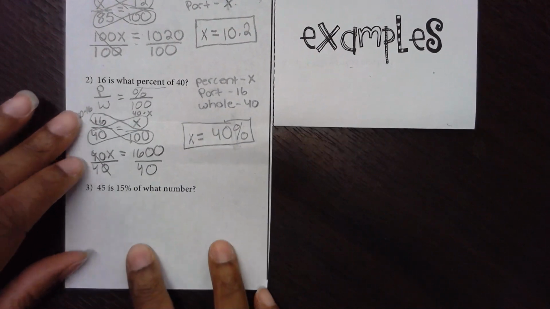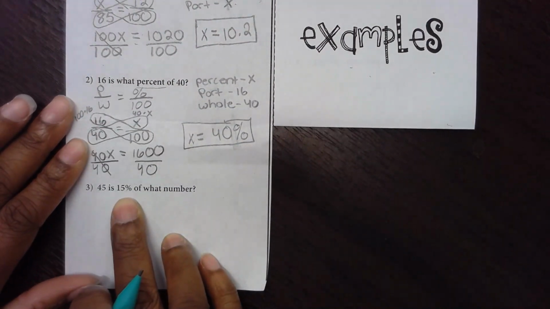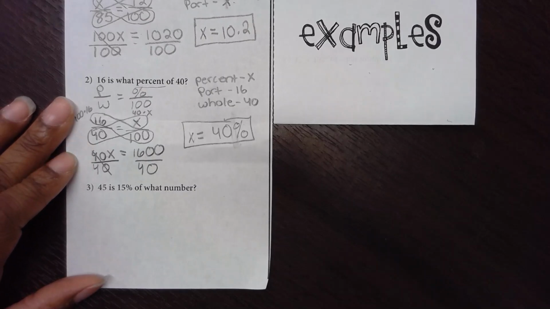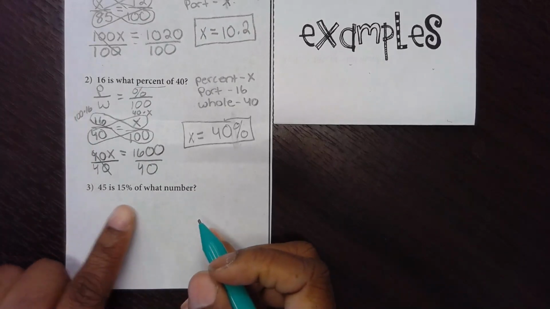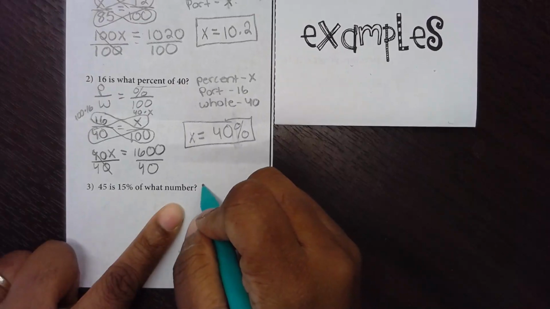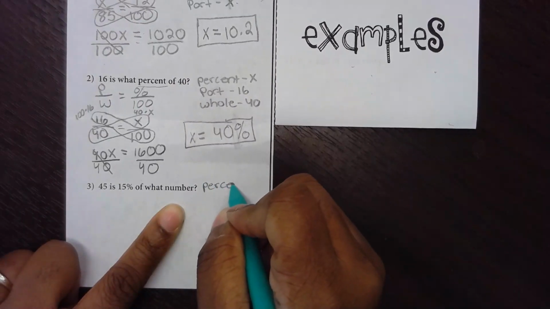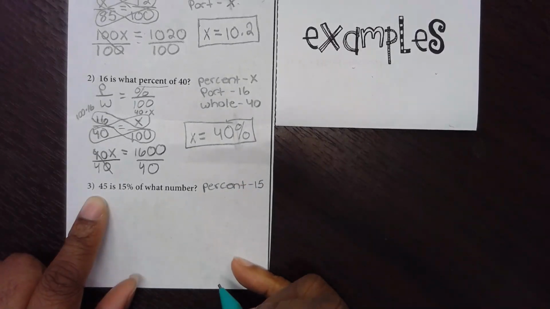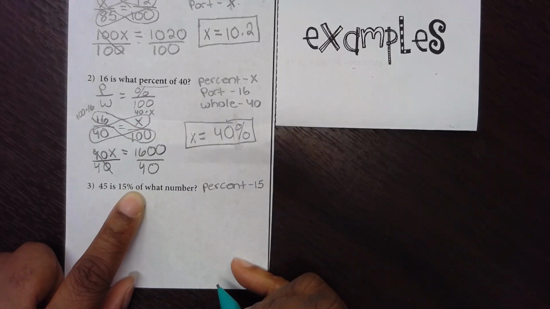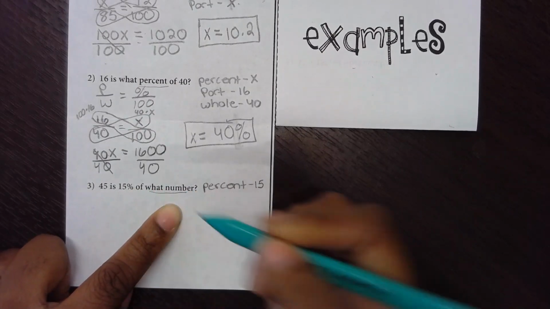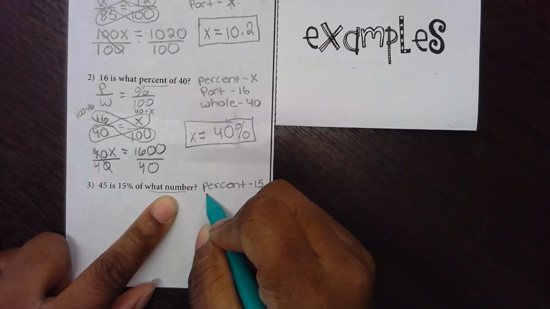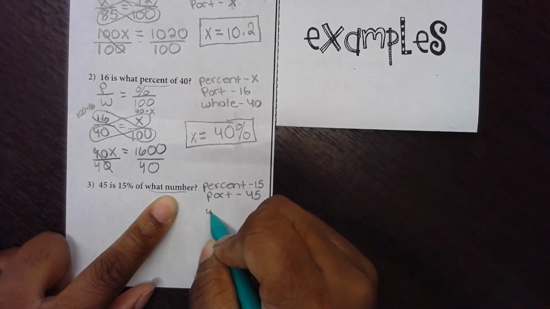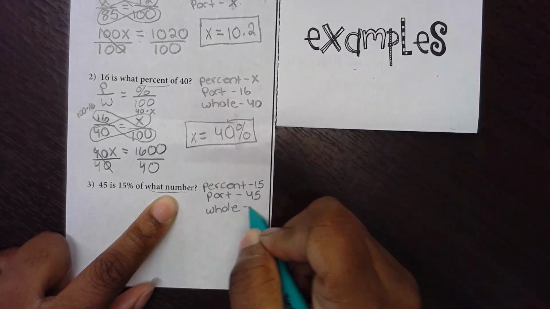Let's look at the last example. 45 is 15% of what number? Remember, label, substitute, solve. First, I'm going to label what they gave me. I know I have the percent. That's 15. What does it give me here? 45 is 15% of what number? What are we missing here? We are missing the whole. So the part is 45 and the whole is what we are solving for.